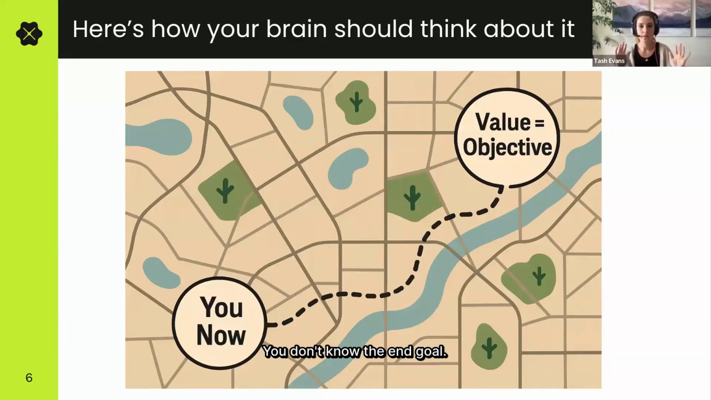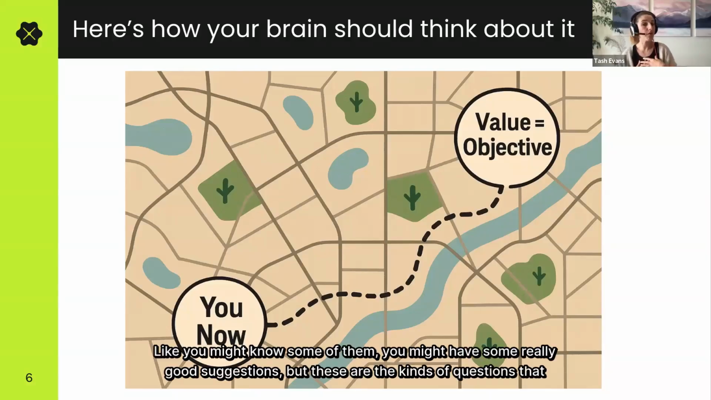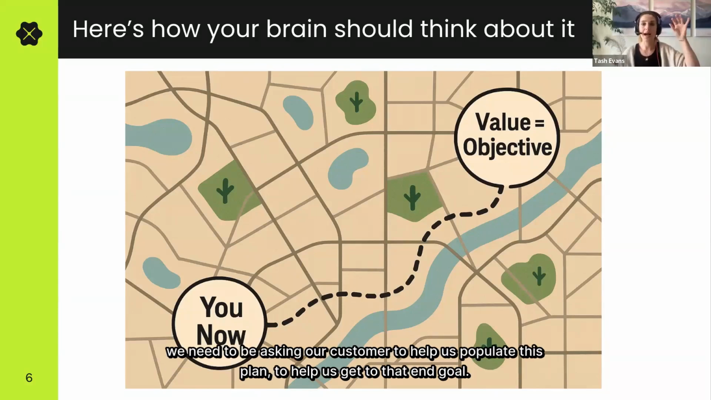You don't know the end goal. Like you need them to tell you. You also don't know the milestones and the markers to get there. You don't know all of the strategies. Like you might know some of them. You might have some really good suggestions. But these are the kinds of questions that we need to be asking our customer to help us populate this plan, to help us get to that end goal.